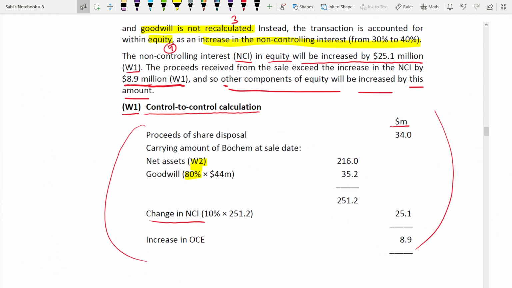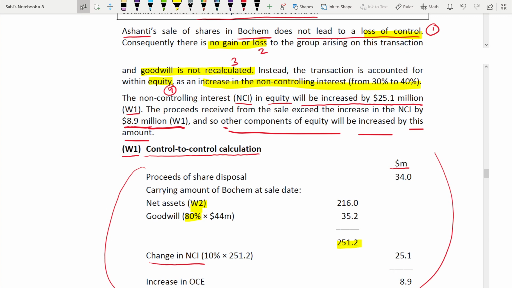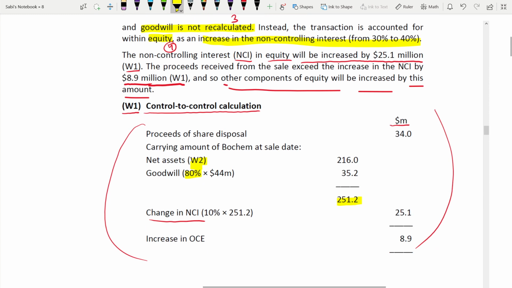Next, add both the net assets and the goodwill, which is this one. And out of this, you have to take the change in NCI. How much is the change? See, not the actual figure of NCI, not before, not after. How much is the change, the difference between before and after? We just told that NCI increased from 30 to 40%. So that means it increased by 10%. That's why we are applying the change in NCI. Only 10%, not 30%, not 40%. On this 251.2. Then we are getting 25.1 here, and that change in NCI we are adding with the proceeds. And that's how we get the increase in OCE.